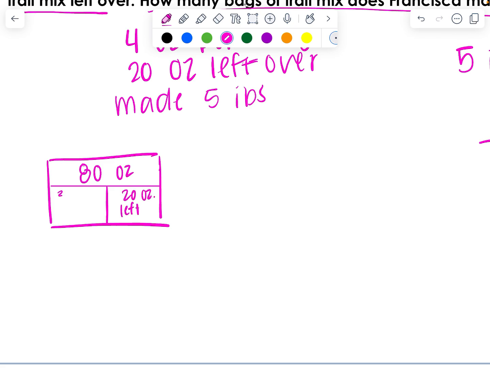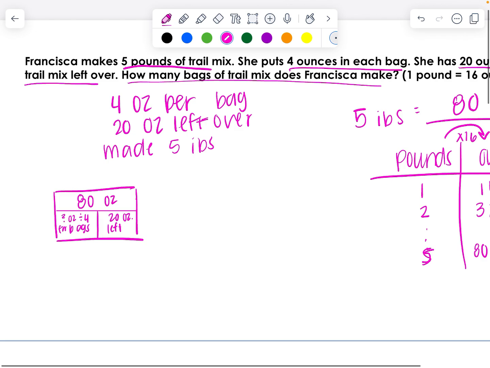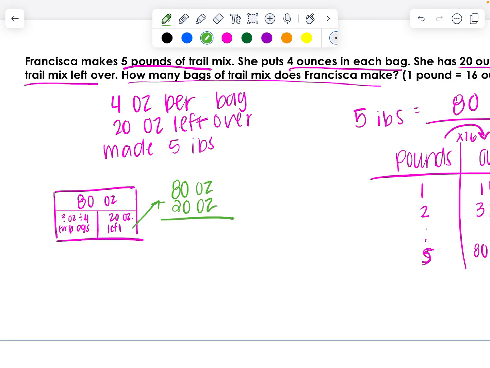And then I don't know how many ounces divided by 4 for the bags. Okay, so those two amounts make up my 80 ounces. Because I know I have 20 ounces left over, I'm going to take my 80 ounces and subtract 20 ounces. Okay, 60 ounces is how many I have for the 4 ounce bags.